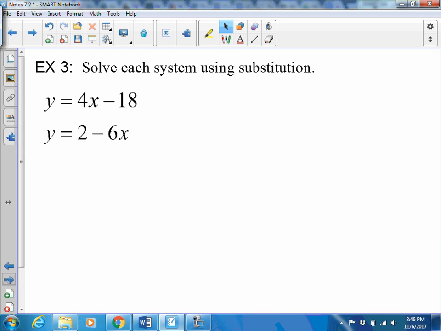Okay, moving on to number 3. If you feel like you're ready to pause the video and try one on your own, then I would do that. When you're done with the problem, replay the video and see if you got it correct.